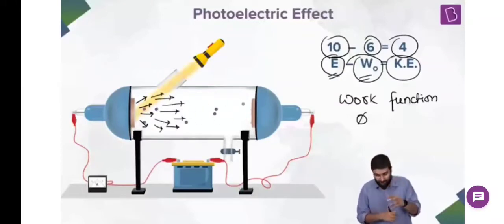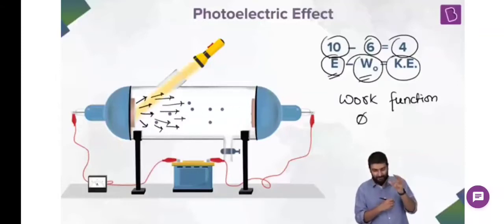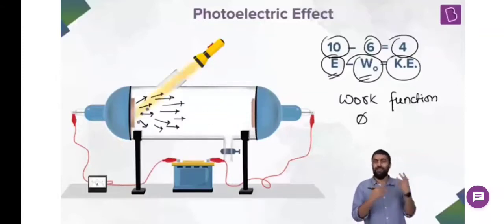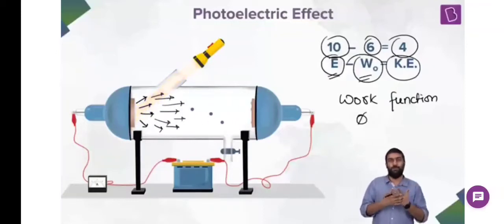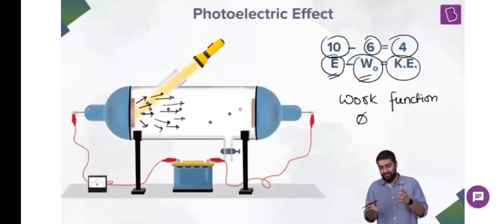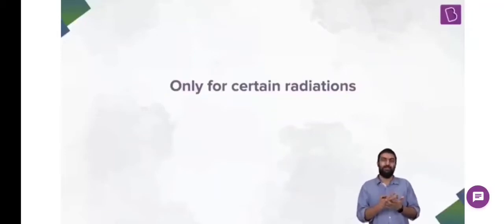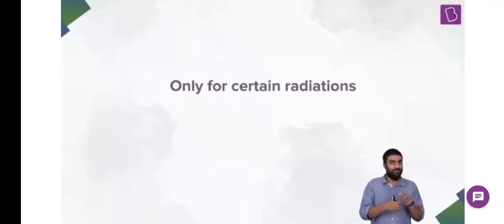Now the crazy thing is, I'm getting into the details one by one, but why is this so difficult? Why did Einstein get a Nobel Prize for explaining the functioning of this? The crazy thing is that this happened only for certain radiations. Let's say we had a certain metal plate, so we have fixed the metal plate, and we have also fixed the work function, because work function is a property of the substance, of the electrode.